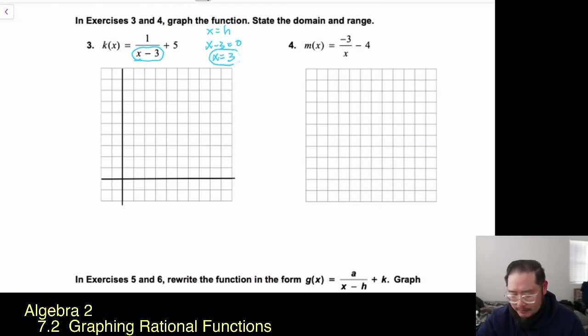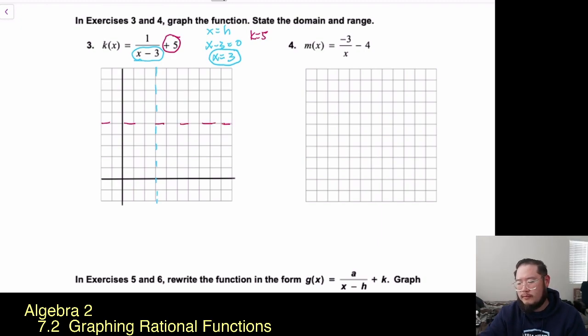So that right there, I'll go ahead, I'll draw one of my asymptotes right here at 3. Now that is a vertical line. And then we go ahead and figure out what k is, and right there, k is equal to 5. Okay. And so I'm going to go up 5. 1, 2, 3, 4, 5. All right, and there we have it.